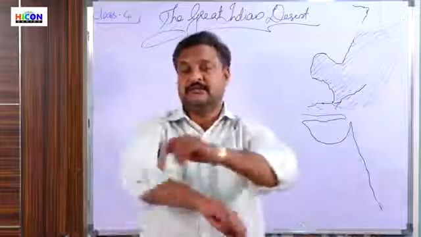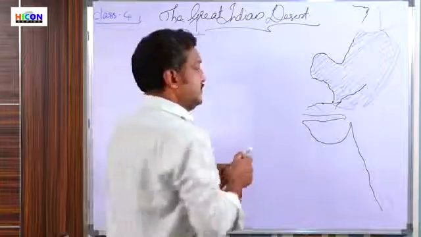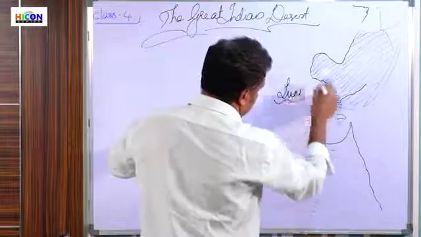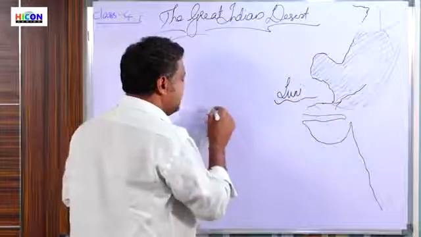Fine. We have already seen that there is a river that flows through the Thar desert. That is the river Luni. What is the name of this river? Luni. And Luni is a seasonal river.